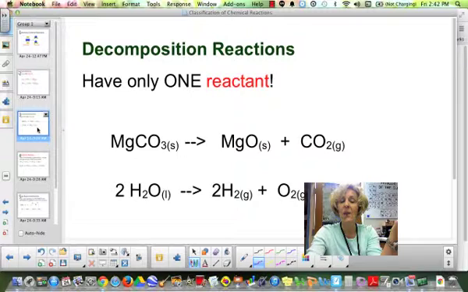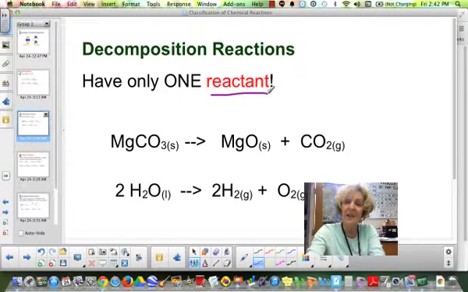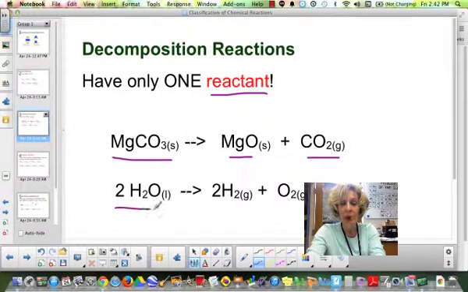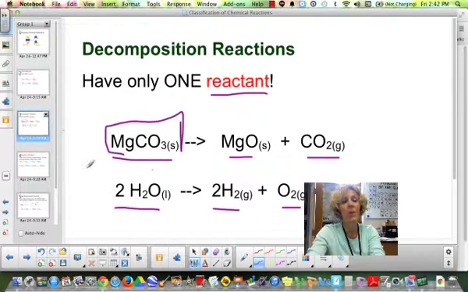The other kind of reaction is called a decomposition reaction, which is actually the opposite of a synthesis reaction. In a decomposition reaction, you just have one reactant that decomposes or breaks apart. So here we have magnesium carbonate that breaks apart into magnesium oxide and carbon dioxide gas. Here we've got water decomposing into hydrogen and oxygen gas. So if you see one reactant to the left of the arrow, then you know you've got a decomposition reaction.